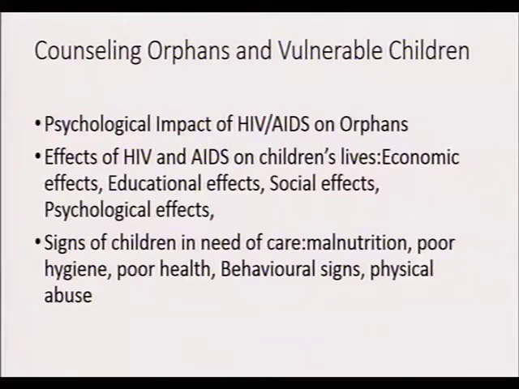The other signs one can look at when you counsel orphans and vulnerable children are signs that they need care. For example, malnutrition, poor hygiene, their health, how they behave, the signs of their behavior, and of course also physical and sexual abuse. Many of those orphans and vulnerable children are staying with friends or people that are abusing them verbally, physically, and of course also sexually. That's why counseling is very important for orphans and vulnerable children.